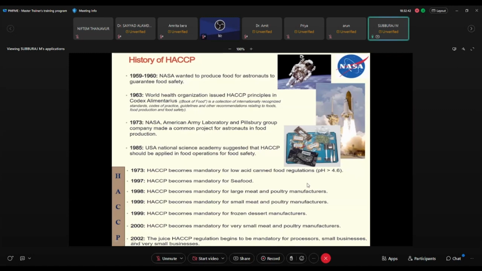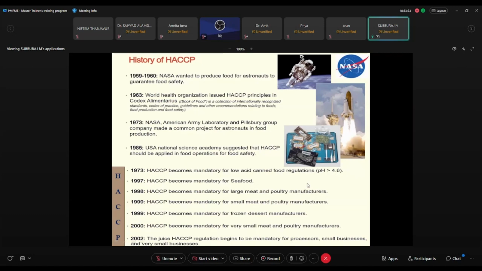Then in 1999, it came to small meat and poultry manufacturers, and then frozen dessert manufacturers. What I am saying is that all of these are high risk industries: seafood, poultry and meat, frozen dessert. So HACCP is highly applicable to high risk industry. Somebody may ask, sir, what about low risk industries? Please note that HACCP is applicable for all industries.